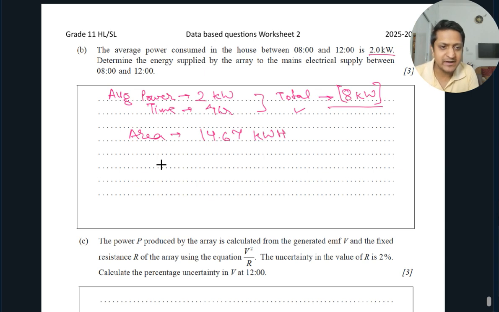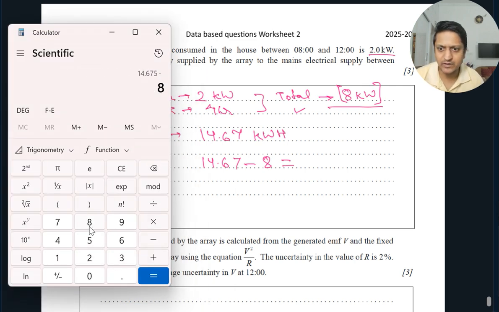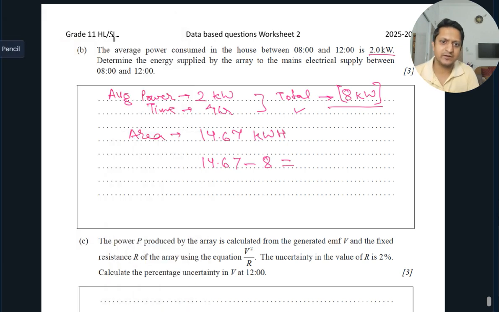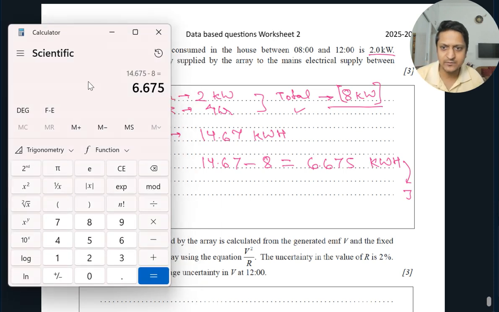So this much energy has been provided by the grid, and then this much is used. So 14.67 minus 8 would be the right answer. So how much would it be? Minus 8, that is 6.67, 6.675 kilowatt hours. So to convert this to joules, we need to multiply with 3600, that is the number of seconds.